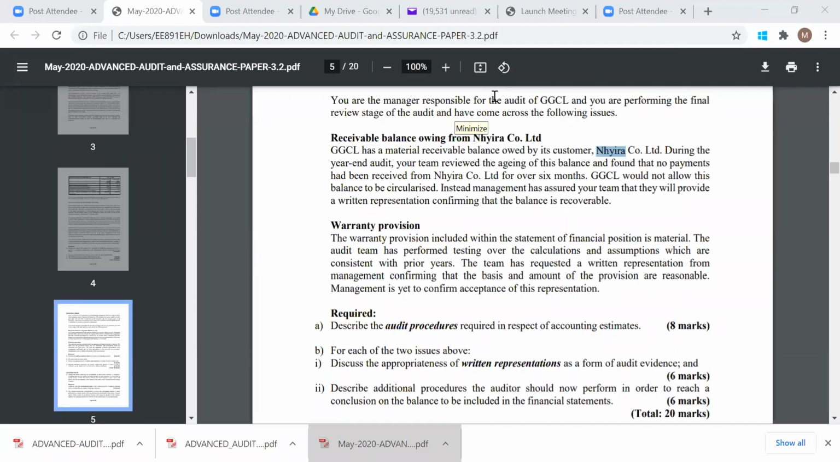the last two. Oh, the last two were reperformance and analytical procedures. Analytical procedures. Then the second one is reperformance. So those were the last two. Can anyone give any audit procedures?